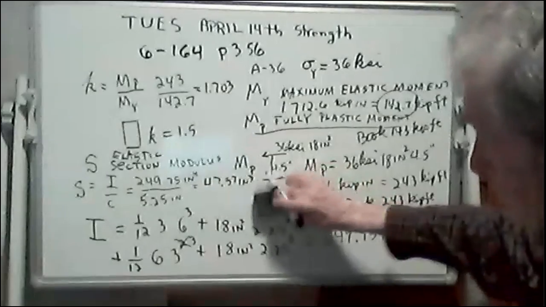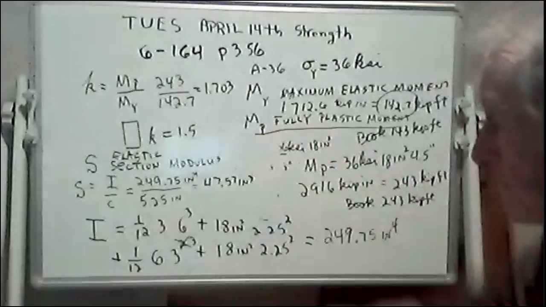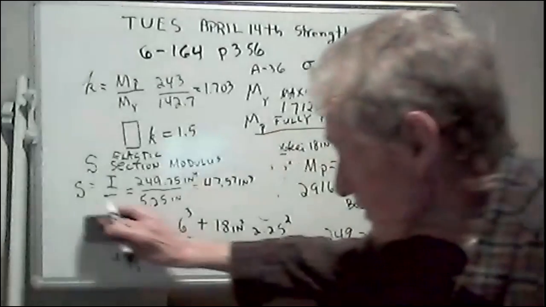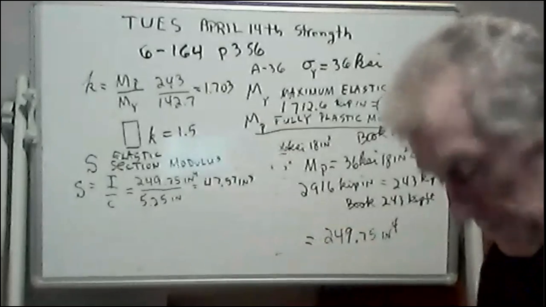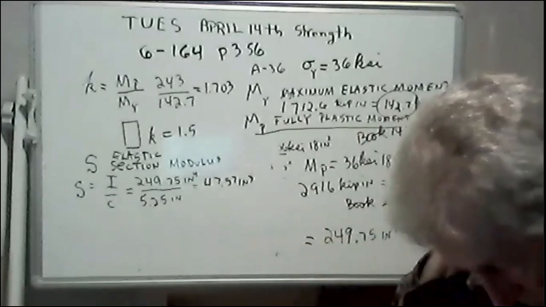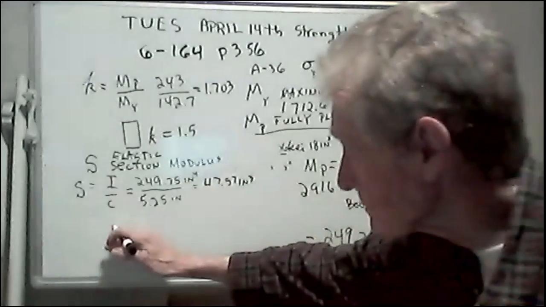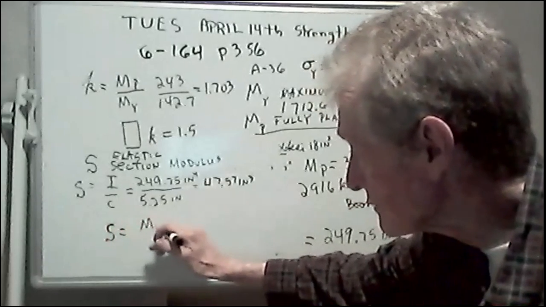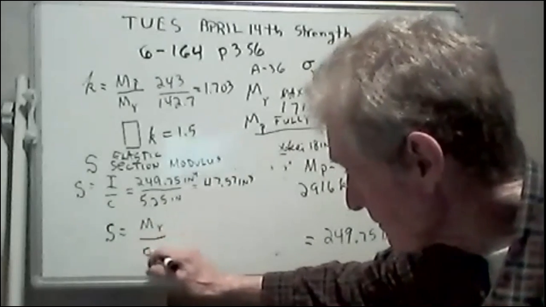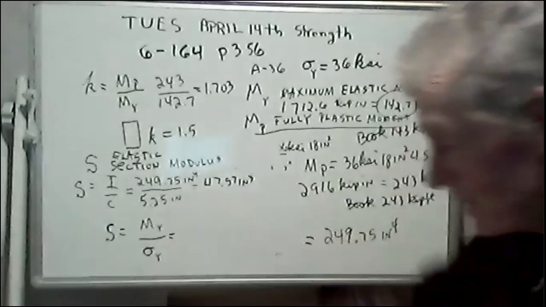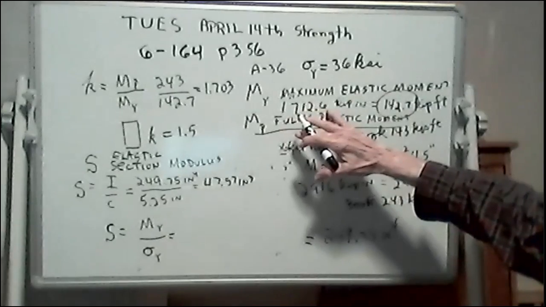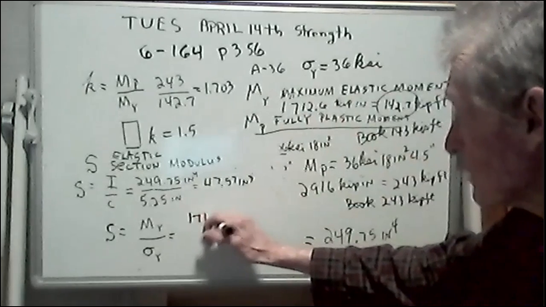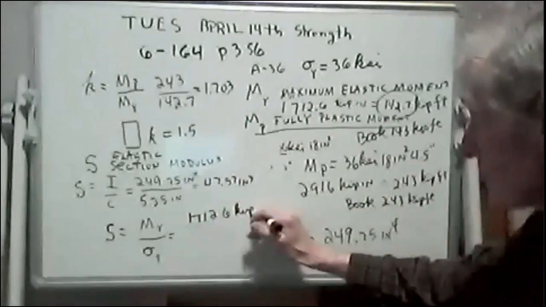It's getting kind of messy right in there. Now there's another equation for the elastic section modulus. Let me give you that. It goes like this. The other equation goes, where this here is our old friend, the maximum elastic moment. And we figured out what that was. Probably ought to leave it in kip inches. It's 1712.6 kip inches.